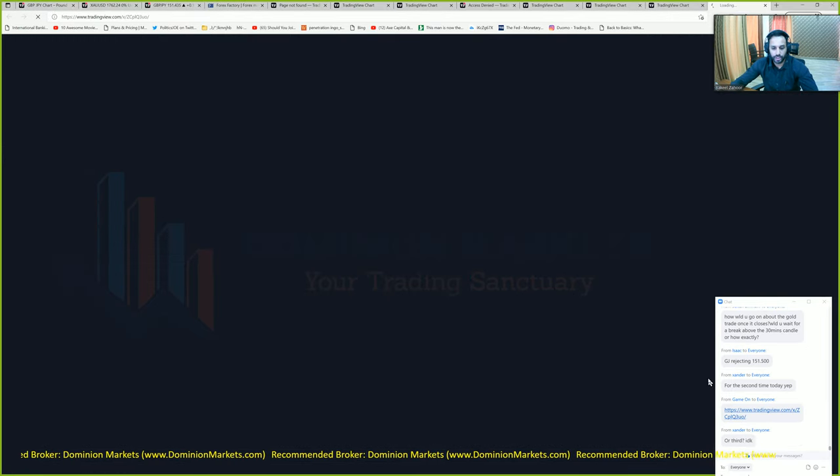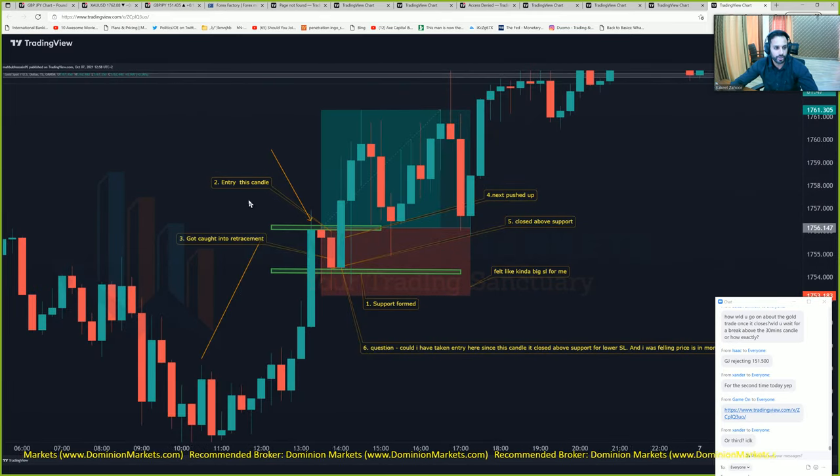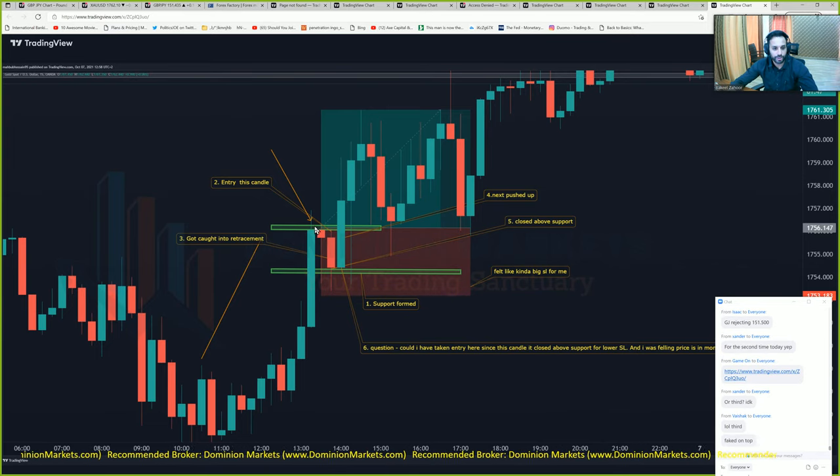All right, let's take a look at this chart by Game On. Game On, EA Sports. Entry on this candle, next candle pushed up, closed below support. It felt like a kind of big stop loss for me. Price went up, had a huge liquidity grab here. Yeah, this was tough. This was very tough.